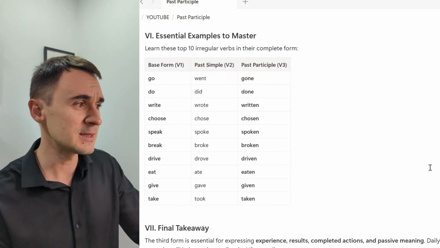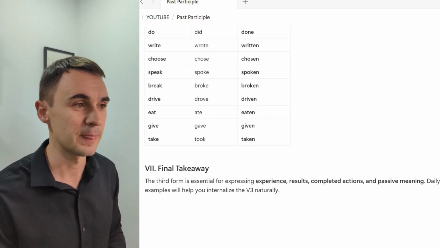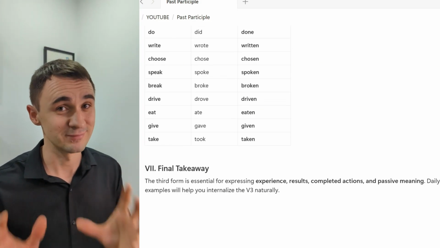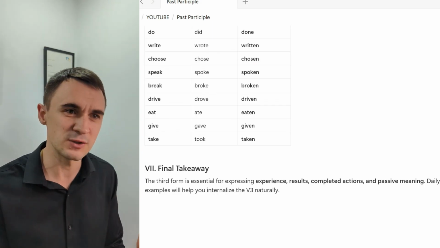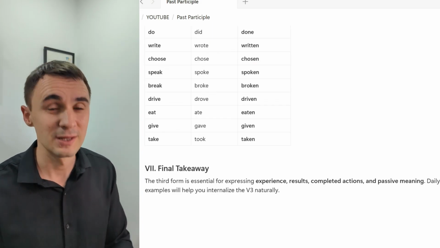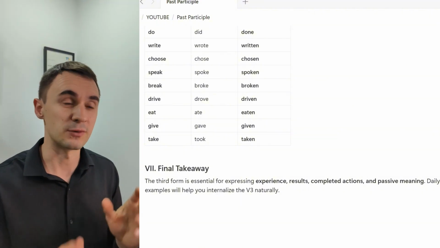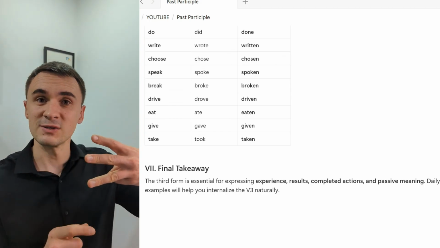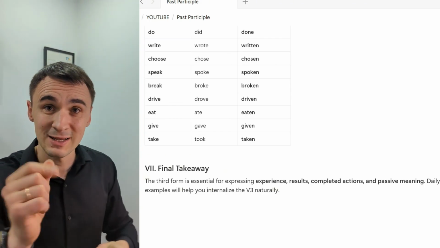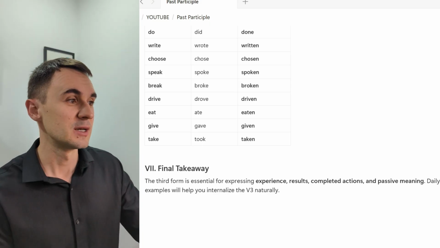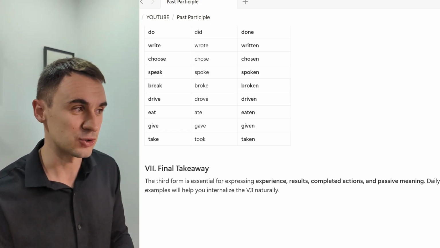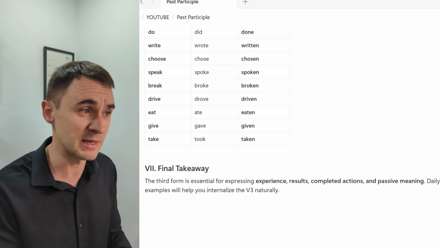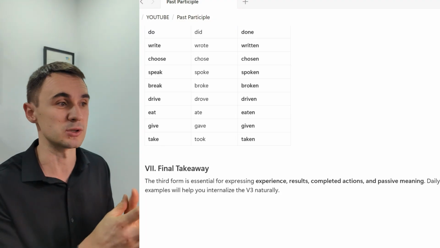Now, let's review some final takeaways, yeah? So, very important. Review the common mistakes. They are called common for a reason because lots of students make them. Remember that third form of regular and irregular verbs is used as what? In perfect tenses, in passive voice, and as an adjective, right? Okay. So, the third form is essential for expressing experience, results, completed actions, and passive meaning because it's used in all of those structures, yeah?